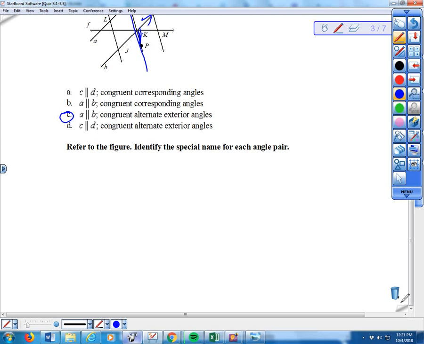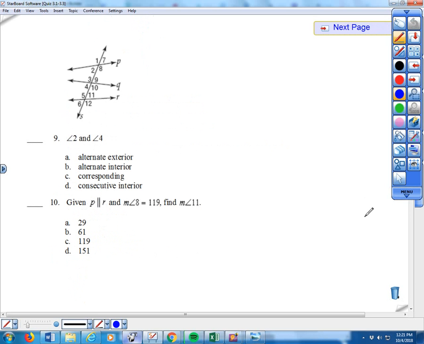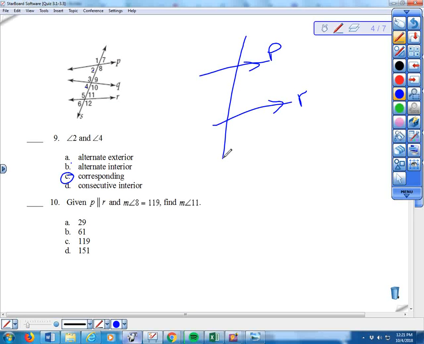Number 9, 2 and 4. 2 and 4 are corresponding. Is that right? Yeah. Okay, given P and R are parallel, if 8 equals 119, find 11. So I'm going to get rid of all this extra stuff because it confuses me. I'm going to draw the parallel, or the transversal. 8 is 119, and I want to find this angle. Now those are supplementary, so it's 61 degrees.